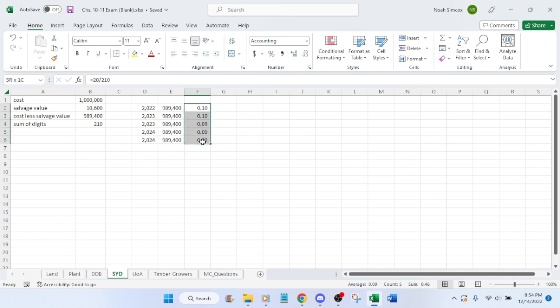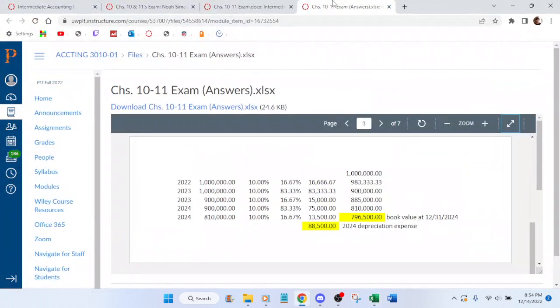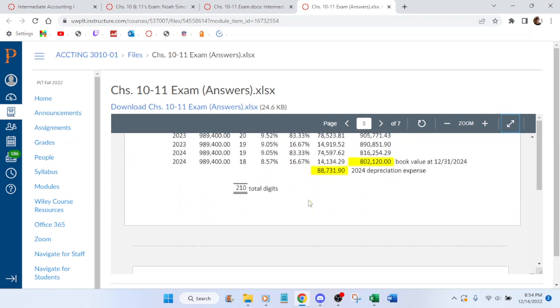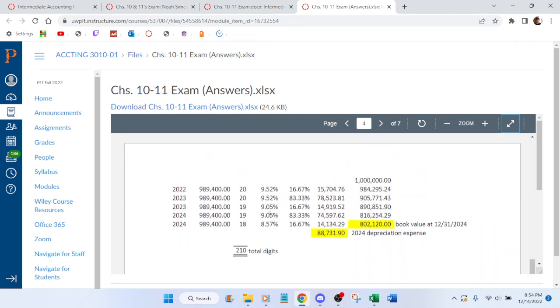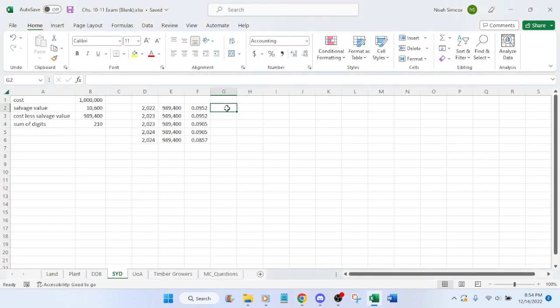Well, can't differentiate between them, so let's just go with this. There. Much better. We have 952, 905, 952, 905, and 857. Is that correct? I'm just going to double check that. Yes, that looks correct.